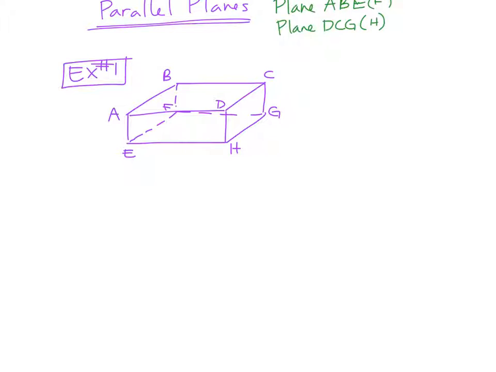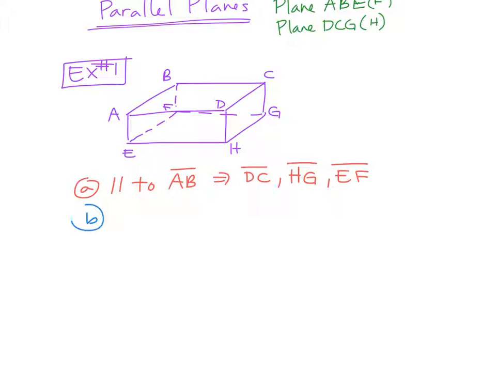Can you tell me a line that is parallel to AB? Okay, we'll call it segment AB. Parallel to AB. Yeah, Carson. DC would be one. Anyone see another one? HG. Any more? EF. You guys are great. Okay, so that's parallel to AB.